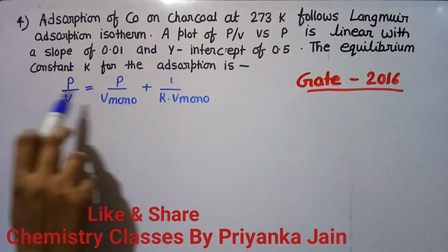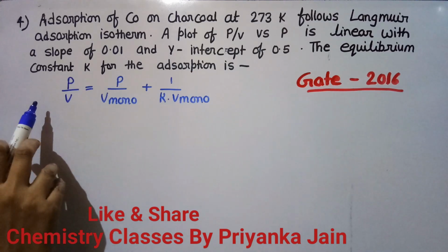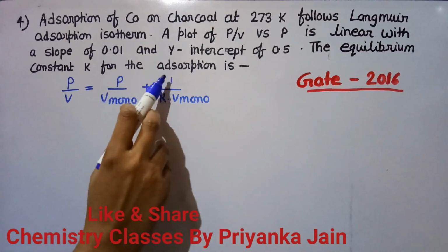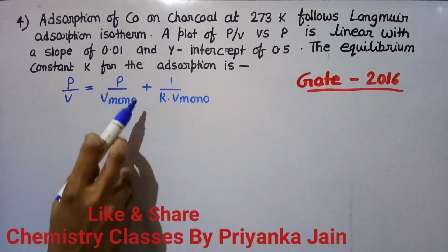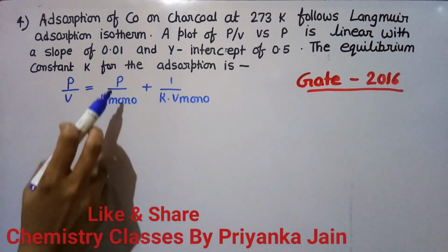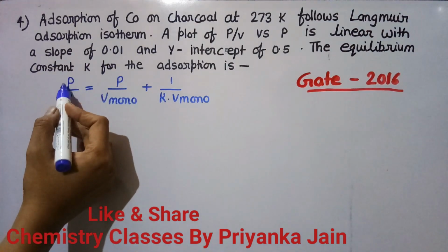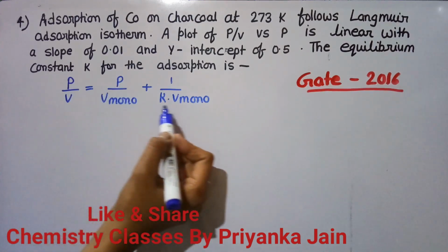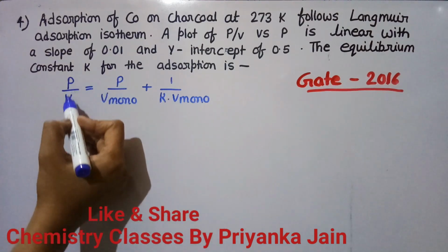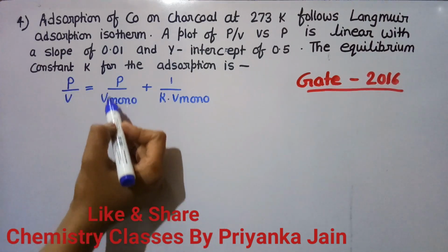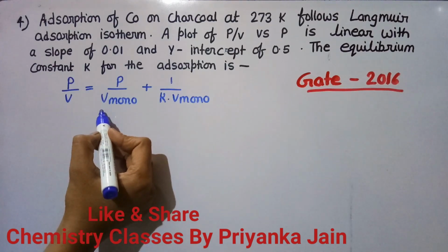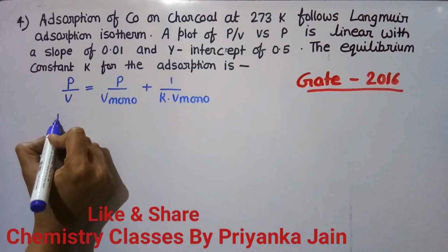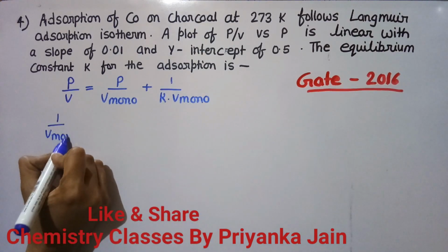Okay, the question is somewhat similar to question number 1 that I have solved. In that question, we expanded the Langmuir adsorption isotherm and derived this equation, that is P upon V is equal to P upon V mono plus 1 upon K times V mono. You may consider that question. If we plot a graph between P upon V and P, this equation is similar to y is equal to mx plus c. Then the slope will be equal to 1 upon V mono, and this will be the y-intercept.